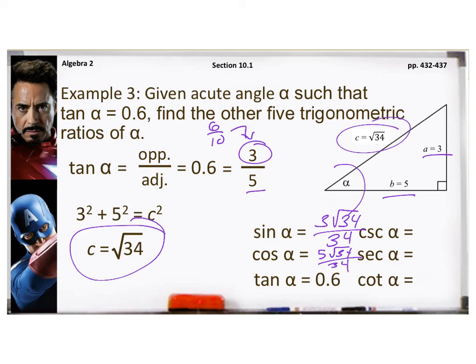Now, you're welcome to go ahead and put these in decimals if you like. Cosecant, I'm merely flipping it. It's going to be the square root of 34 over 3, square root of 34 over 5, and this was 3 over 5, so now it's 5 over 3. And I have all 6 of them. It's really not that hard. Okay, review this video more if you need to.